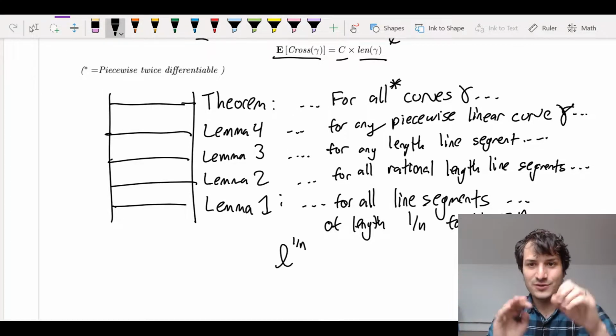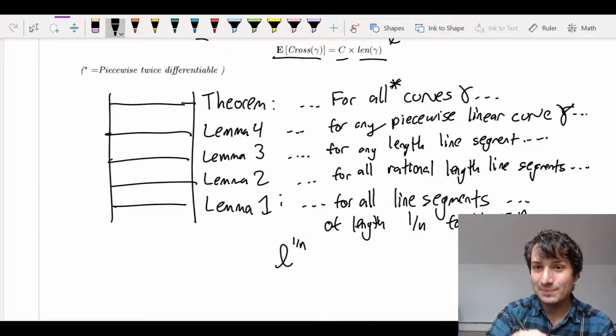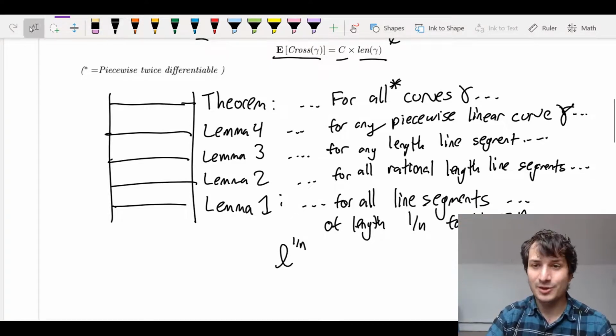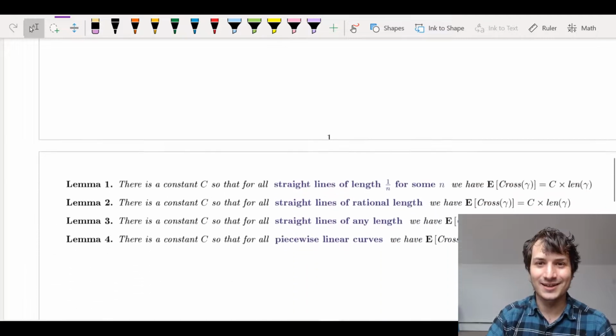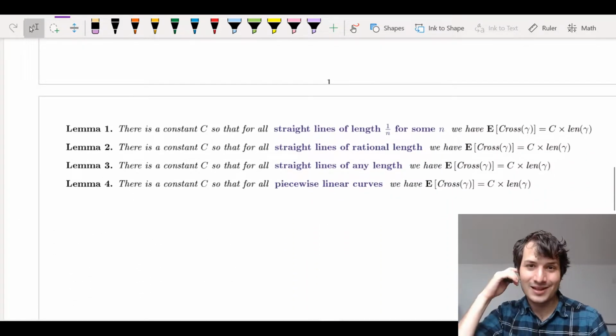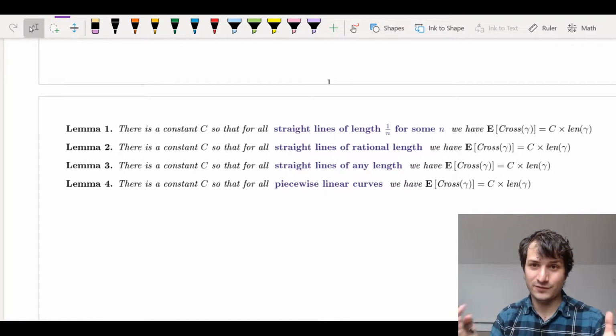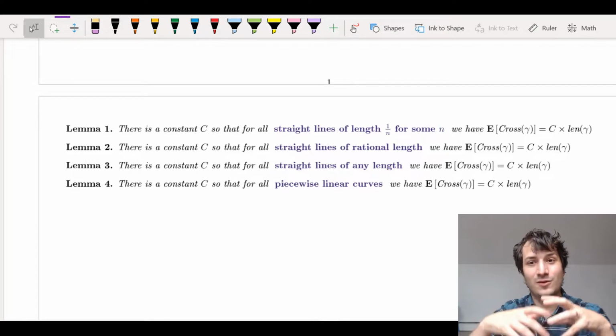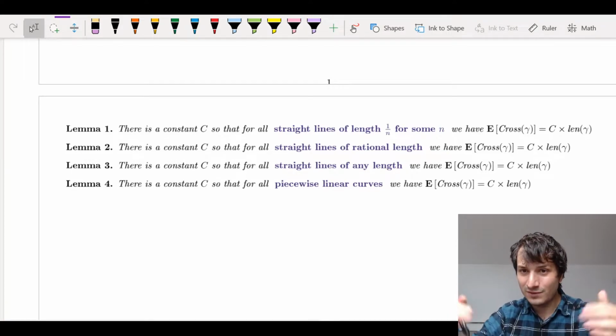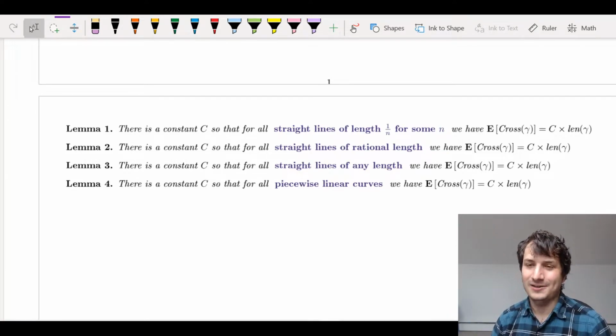So I call this a ladder proof because we're going up the ladder, and each step is going to help us do the next step. If you hate my messy handwriting, here I wrote them out for you. So lemma 1, lemma 2, lemma 3, and lemma 4 are progressively increasing the set of curves for which the theorem is true. And then finally, we're going to use all of these things to prove it's true for all curves.